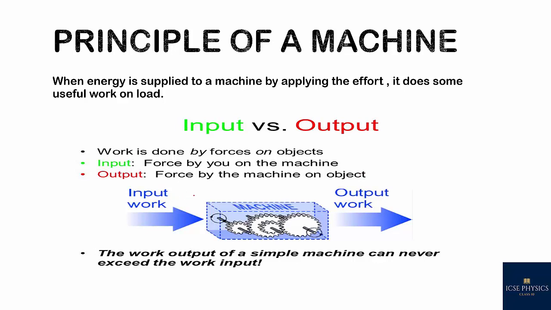I have already told you the formula for work. Work or energy is equal to force times displacement. Similarly, output work is also force times displacement. In the case of output work, what is the output force? It's the load in the case of machines. And what is the displacement? It's the load arm. Similarly, here I can write input work. The force is effort, times the distance moved, which is the effort arm.